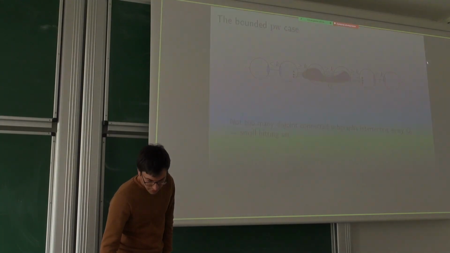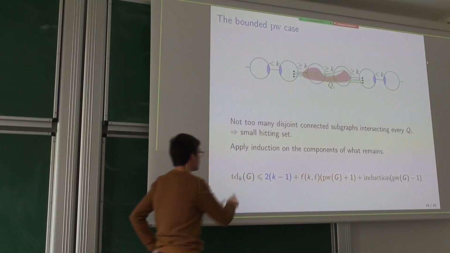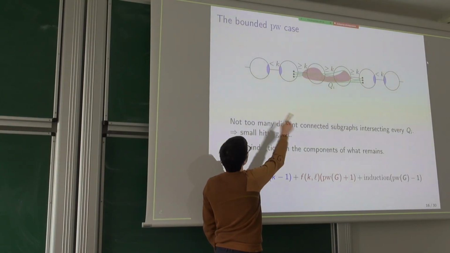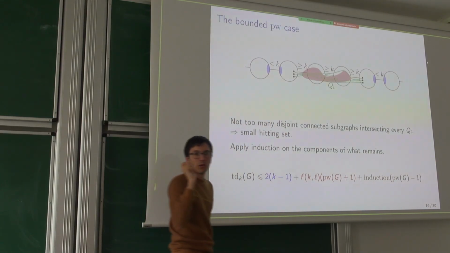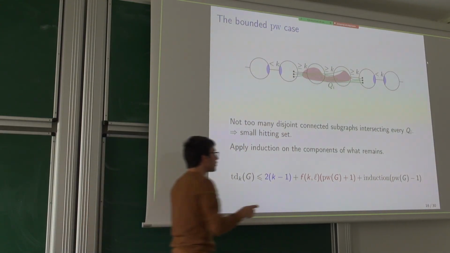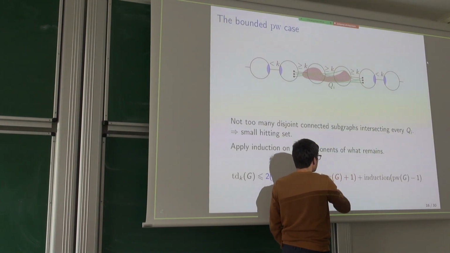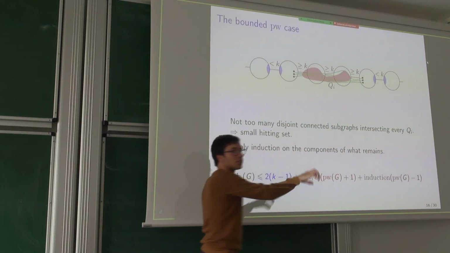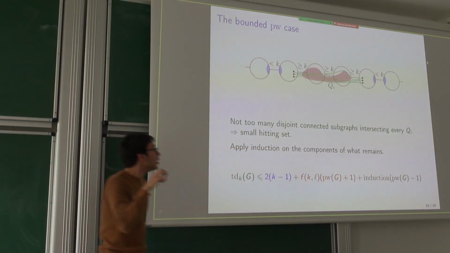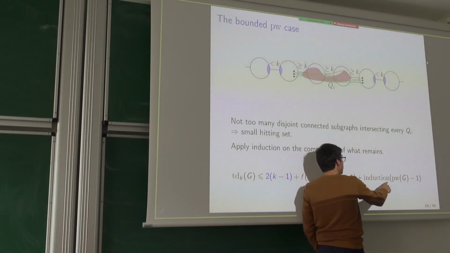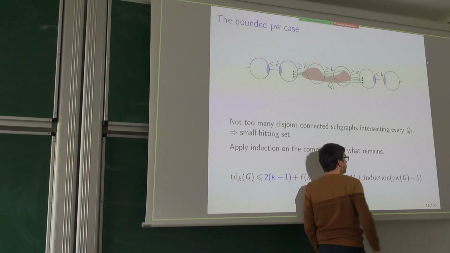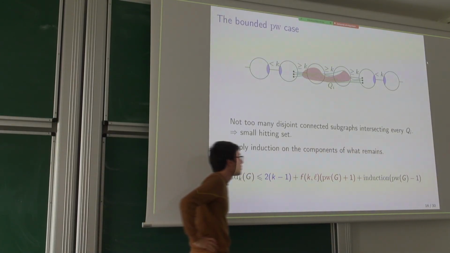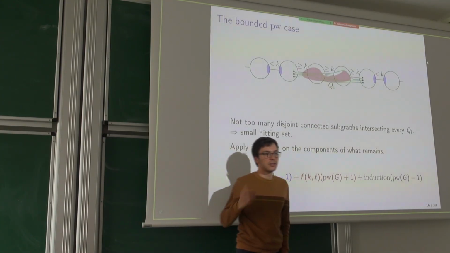So in total, I obtain something like this. The k-treedepth of my graph is at most 2k minus 1 for the vertices in the blue set that I just remove one by one, plus some function of k and l times treewidth of t plus 1, which is bounded by path width of t, for the red set, which is the fitting set I remove in the middle, plus what I pay for the induction. But here I decrease the path width. Okay? And the base case is trivial. If the path width is 0, then you have an independent set. That's clear.